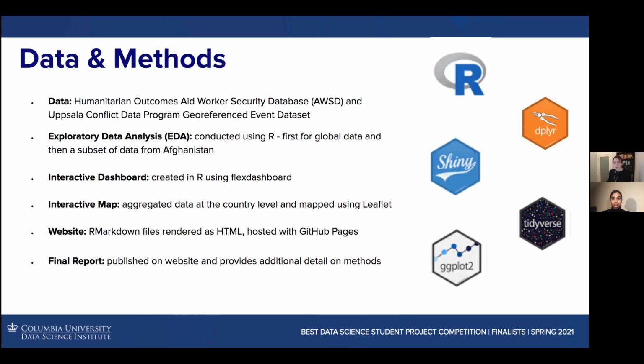We created an interactive dashboard and leaflet map based on global data with Flex Dashboard. We utilized R Markdown to conduct our analyses and to produce our dashboards. We rendered these R Markdown files as HTML and hosted our website using GitHub pages. This was an effective and relatively smooth way for us to conduct analysis and disseminate results to potential stakeholders and lay audiences. Our comprehensive website also includes a final report with additional details on all of our methods, and throughout the project we used GitHub in order to collaborate.